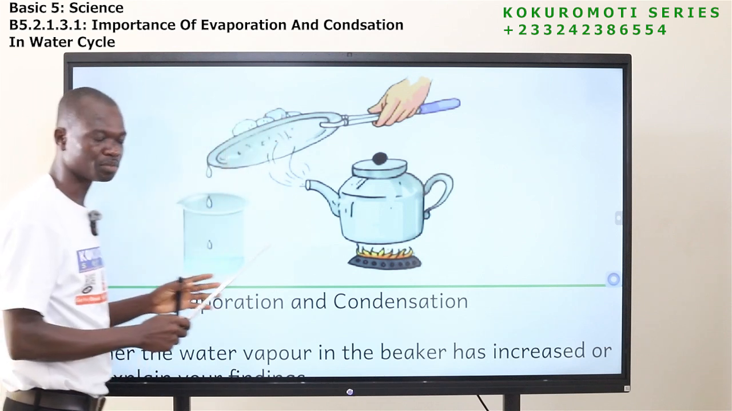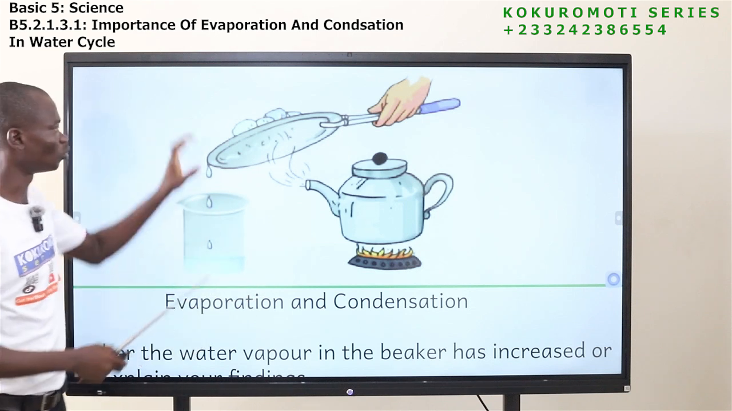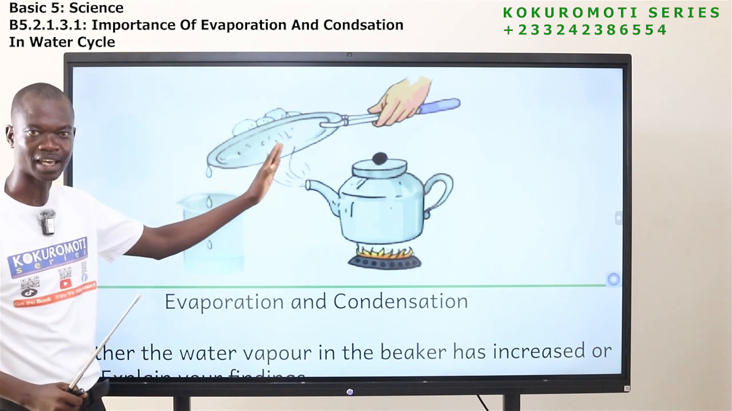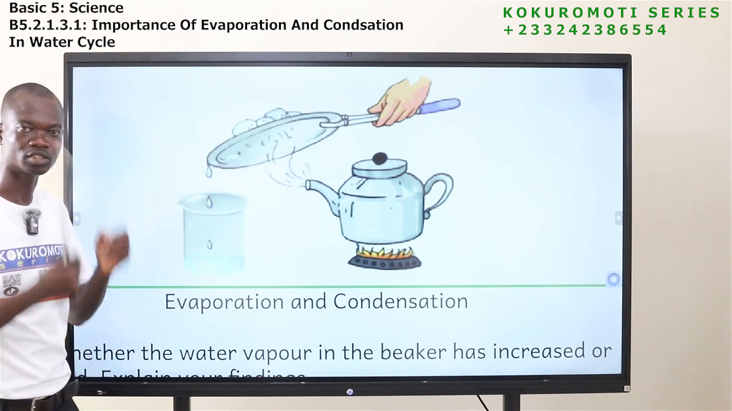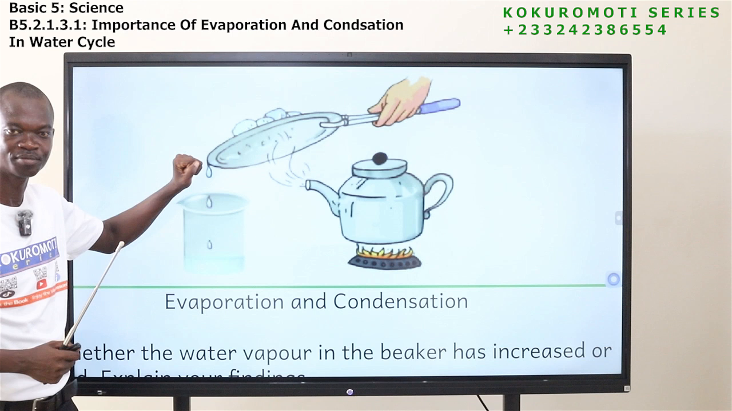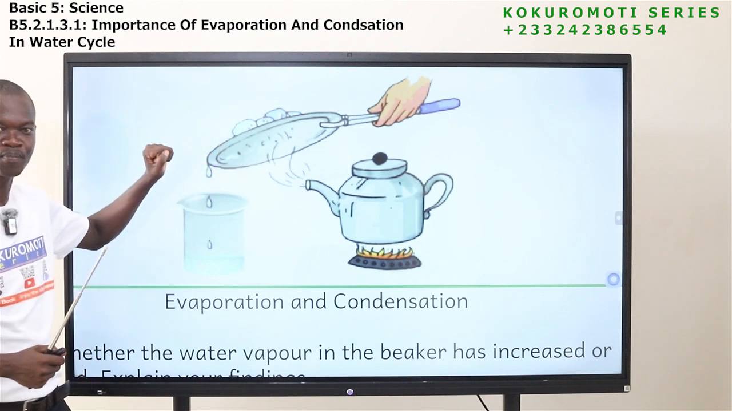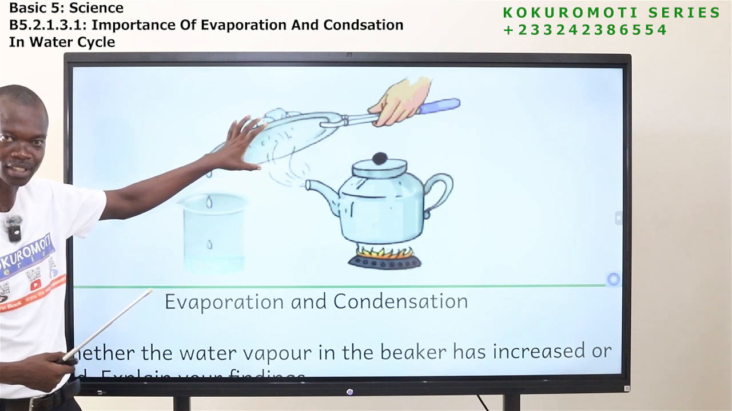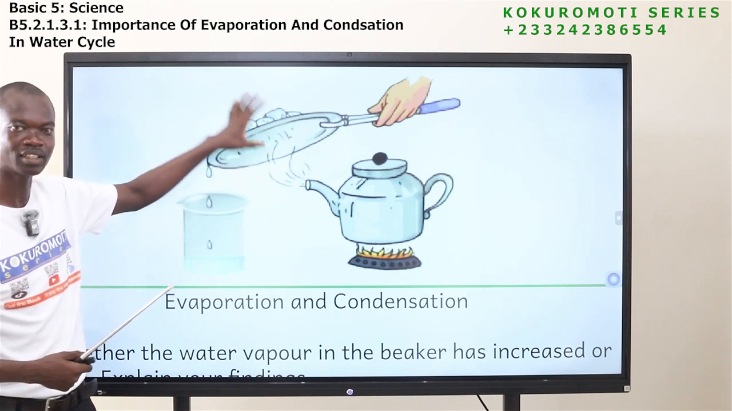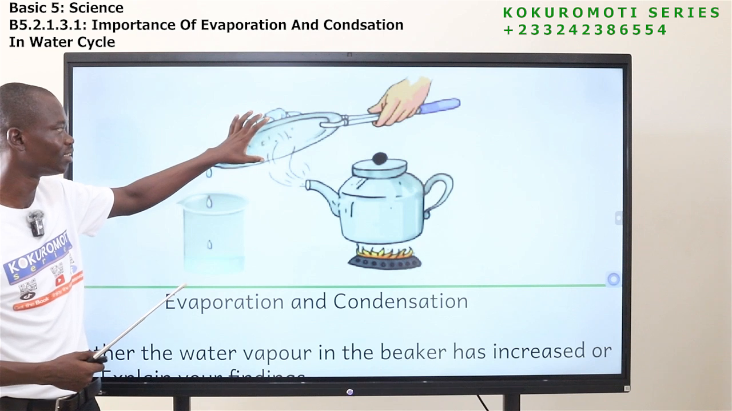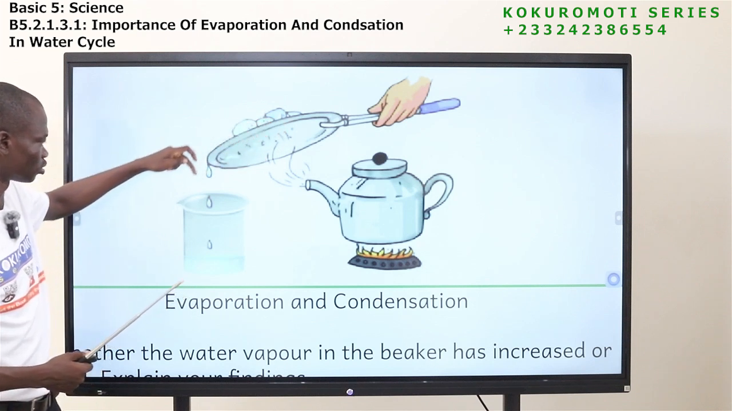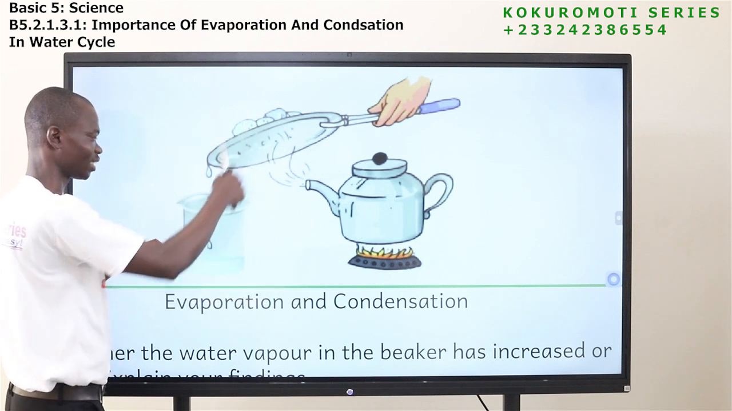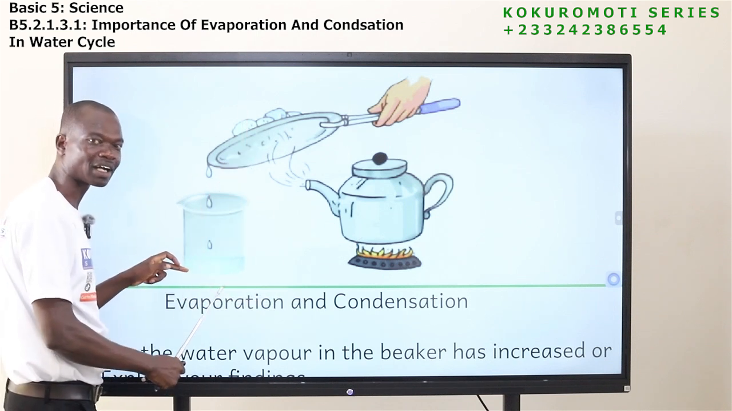So the lid and the ice cube will make the lid very cold. So when the vapor gets there, the lid, because it is cool, will trap the vapor, and the vapor will change. That is where condensation happens. So when the vapor is changed to water, it will what? It will drop and come back. So the water was here, it went to the atmosphere, it has now come back.